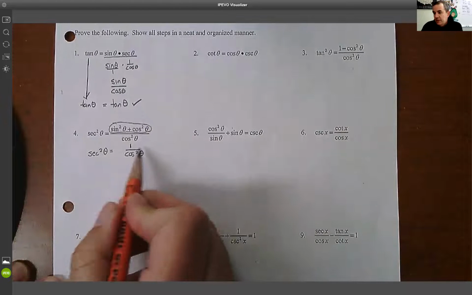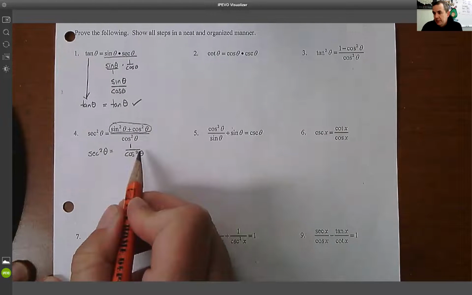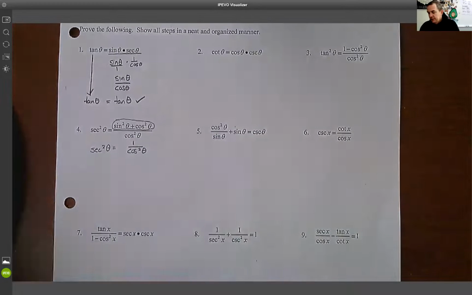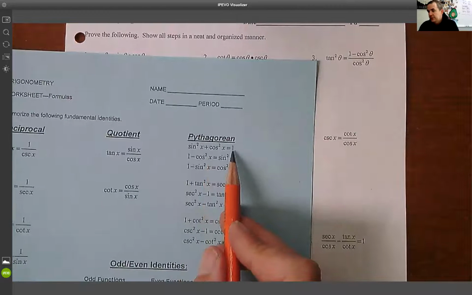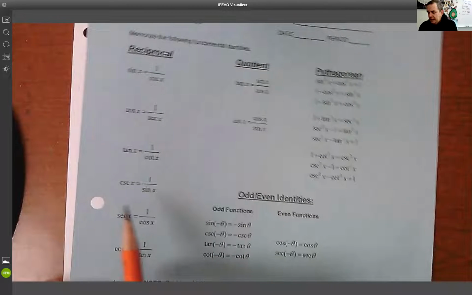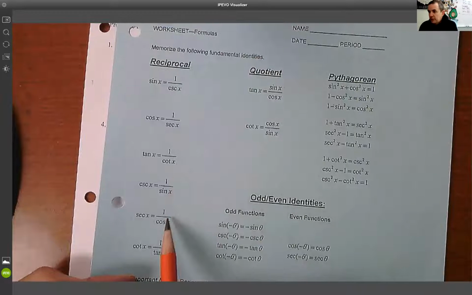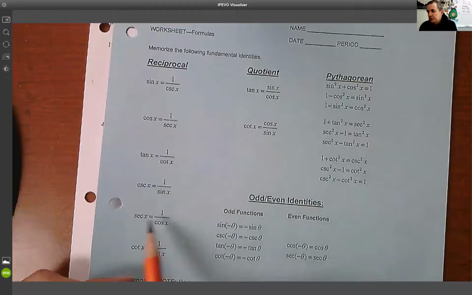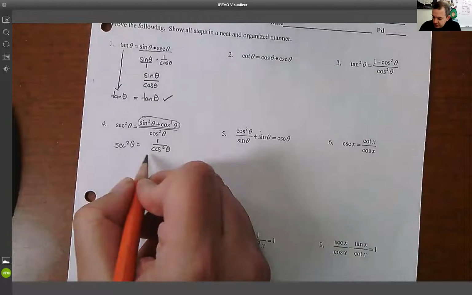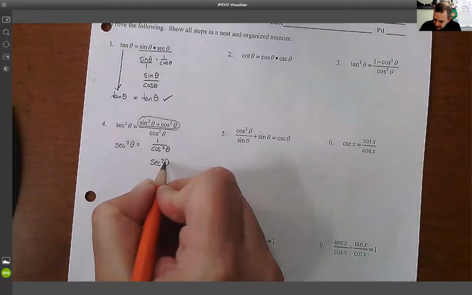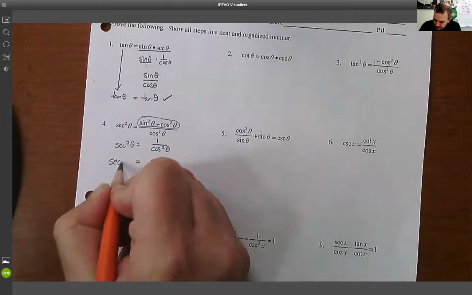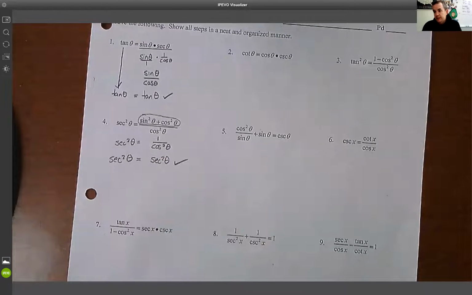So we use the identity sine squared plus cosine squared equals 1. Now we see we have 1 over cosine squared, and 1 over cosine squared is secant squared. So this term becomes secant squared theta equals secant squared theta. And again, we proved that it's right. So this is how I want you to approach them.